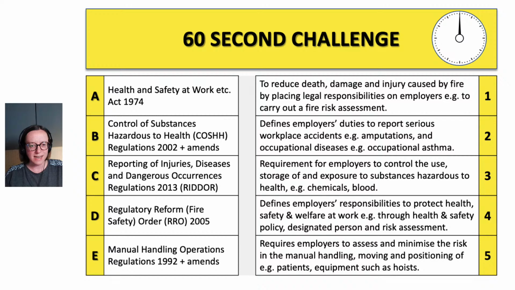Naeem then says E5, Manual Handling Operations Regulations 1992 plus amendments, which requires employers to assess and minimise the risk in manual handling, moving and positioning of, for example, patients and equipment such as hoists.